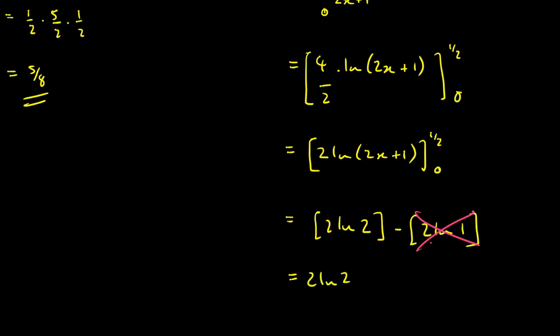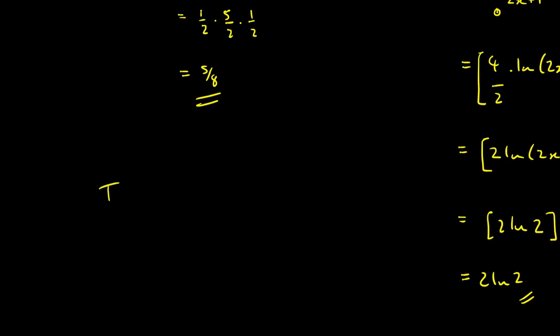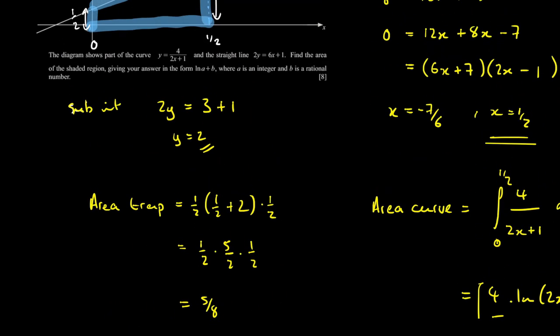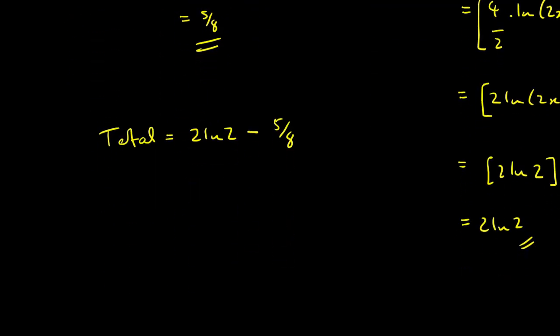So what's going to be the total area? The total is going to be the area under the curve, so 2 ln 2, minus the area of the trapezium, which is 5/8. So that should be our answer, but let's double check because it says we want to write it as ln a plus b, where a is an integer. So I'm going to use a logarithm rule here. This is going to be ln 2 squared minus 5/8. So that's ln 4 minus 5/8.